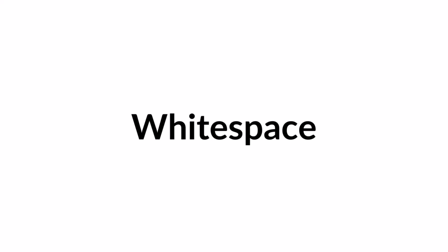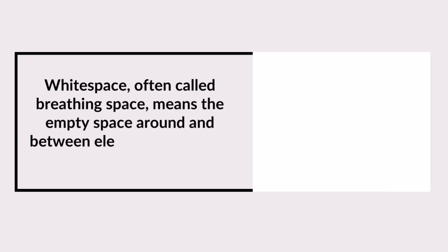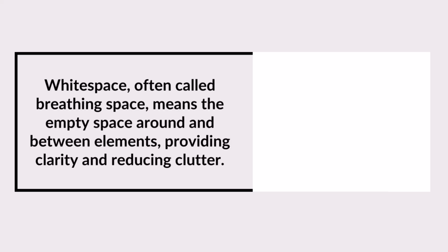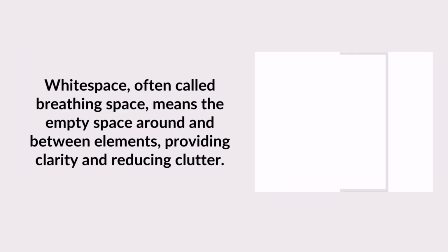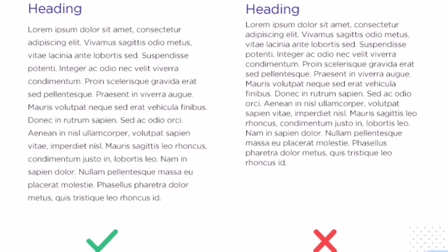So we have white space as another principle. White space is very important. It's a breathing space. Most designs are always cluttered, but with white space you can give your design a breathing space. So it's often called a breathing space, which means the empty space around and between elements, providing clarity and reducing clutter. So you could see from here, this is a different white space. You could see that white space makes it much better.